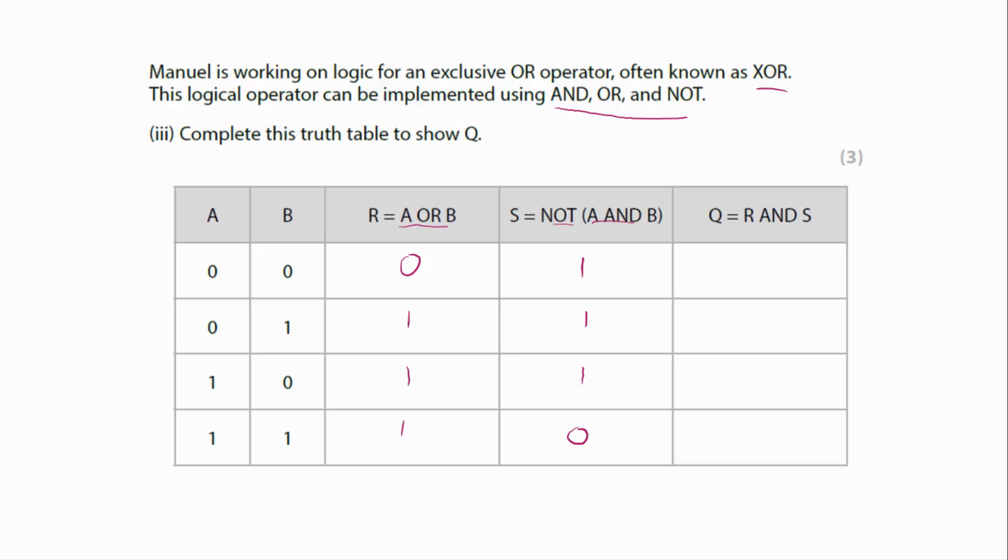And then we're now using Q to do R and S. You've got to be careful that you're following the variables used here. So R and S, 0, 1, 1, 0. And this is what an exclusive OR looks like.